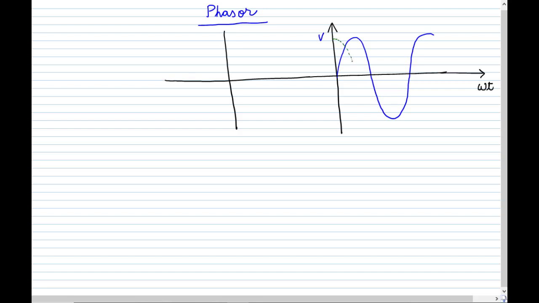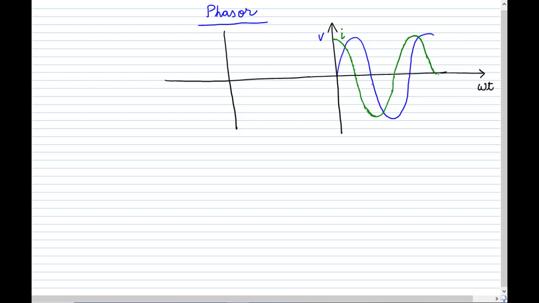So it will be pi by 2 ahead. So start your current graph from here instead of here. So pi by 2 ahead means it will start like this. Then it will go like this. So this green color is our current graph. So write down I here. So in this way we can see that I is pi by 2 ahead of V, and we can draw these.